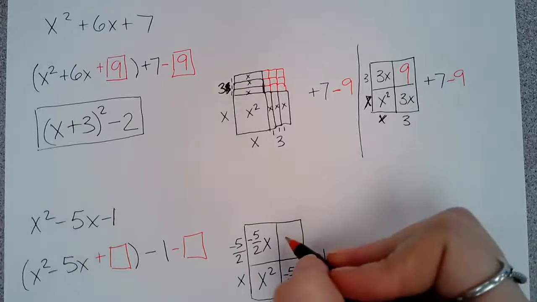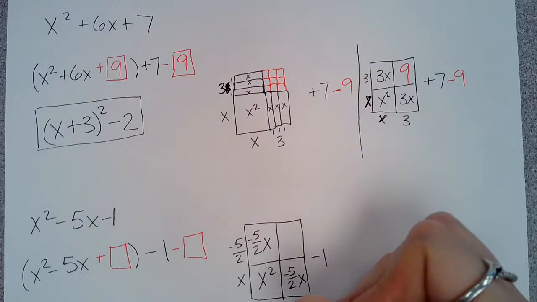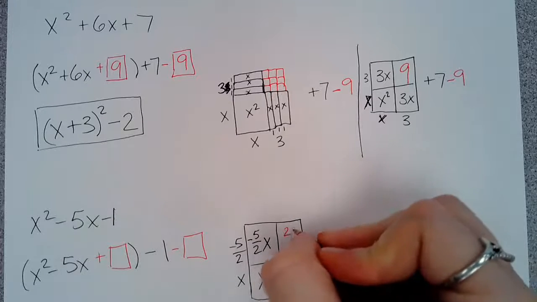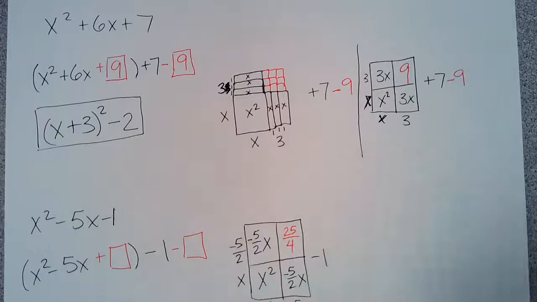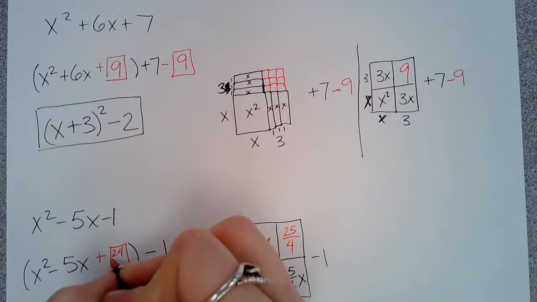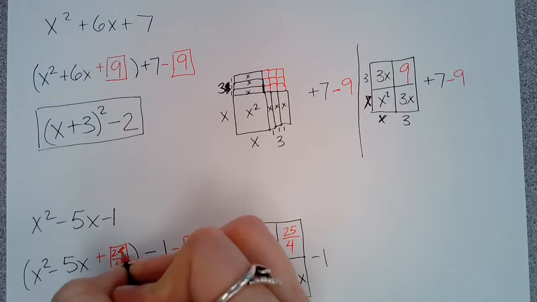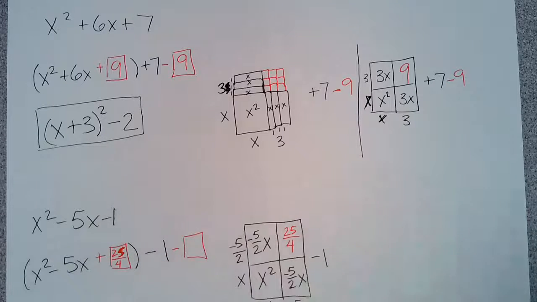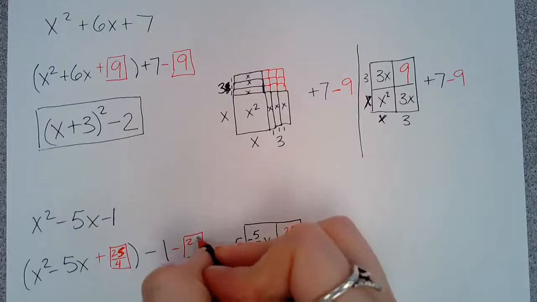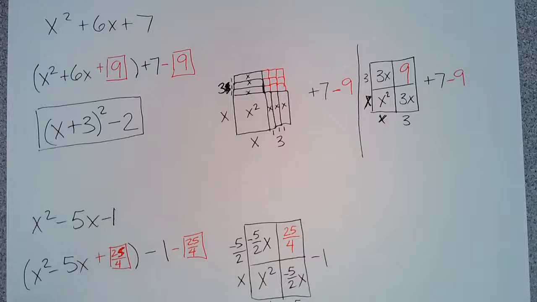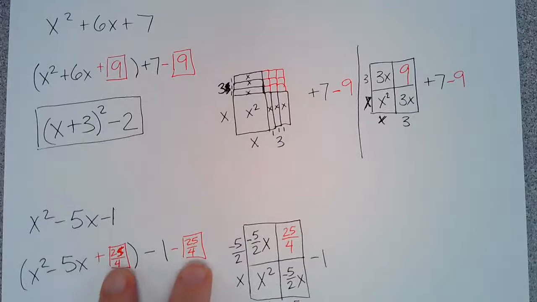So I'm going to figure out what I want. Negative 5 halves times negative 5 halves is positive 25 fourths. So I'm going to add 25 fourths and then subtract 25 fourths. So that's just adding 0.